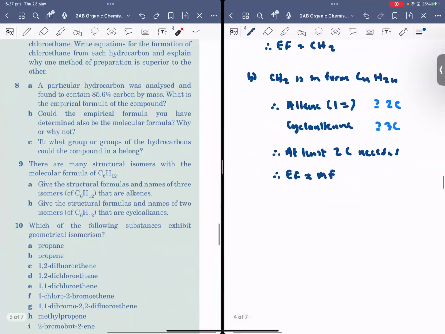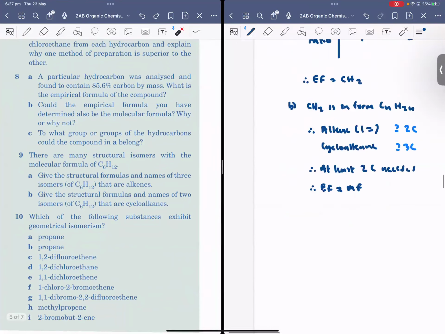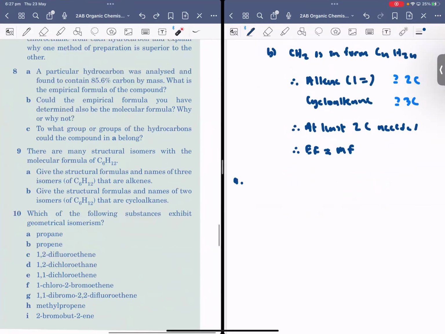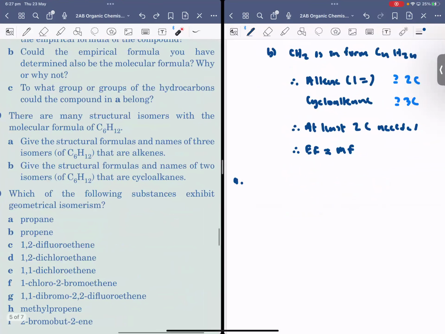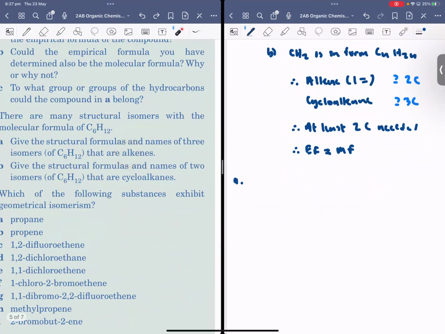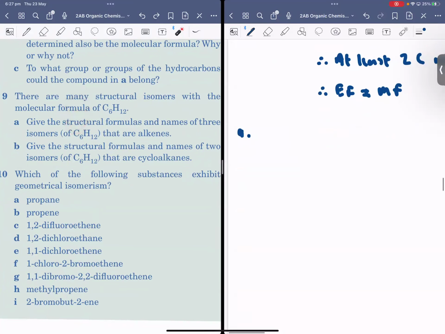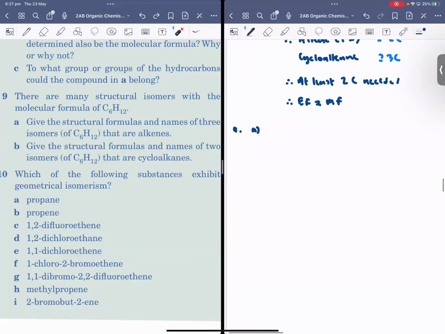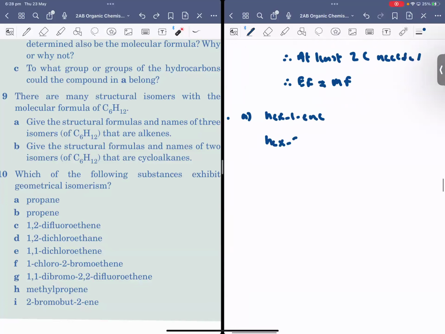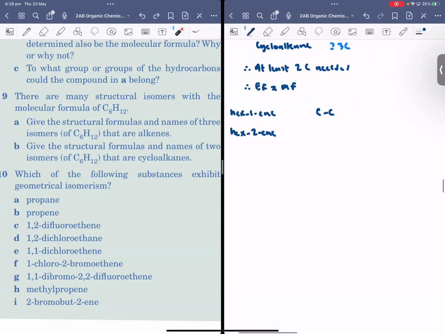9. There are many structural isomers of C6H12. All right, name 3 of them that are alkenes. And it says structural, so don't worry about the cis-trans. What are the alkene versions? Keep it boring. Hex-1-ene. Look how boring I am. Hex-2-ene. I want to say hex-3-ene. 1, 2, 3, 4, 5, 6. Yep, 1-ene works. 2-ene works.